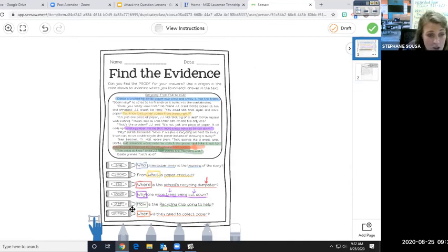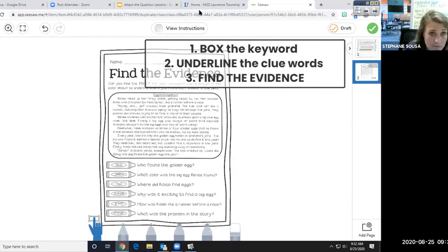There are 6 questions, so I have 6 boxes. There are 6 questions, so I underlined 6 clues. There are 6 questions, so I have 6 answers. Okay? So that is what you need to be working on right now, is showing all steps to attacking the question. Okay?